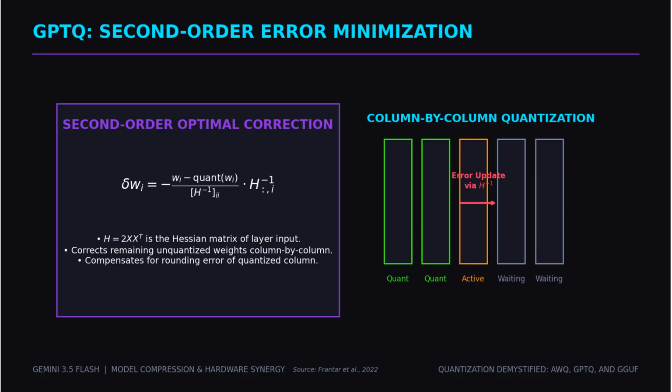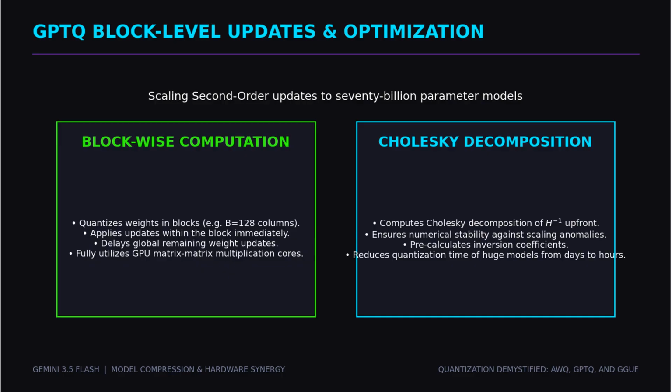The mathematical engine of GPTQ is the Hessian matrix of the layer input, which represents the second-order sensitivity of the loss. By computing the inverse Hessian, GPTQ determines exactly how to adjust the unquantized weights to minimize the output reconstruction error. GPTQ processes weights in blocks, using lazy batching and Cholesky decomposition to achieve extremely fast, highly accurate 4-bit quantization for 100 billion parameter models in just a few hours.